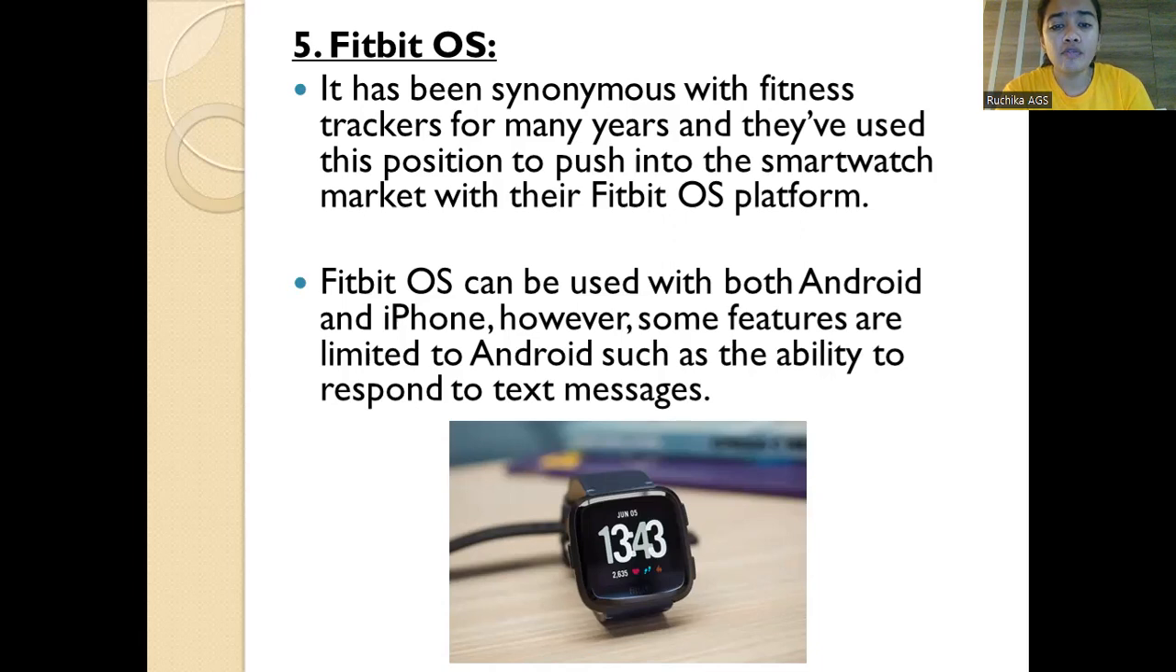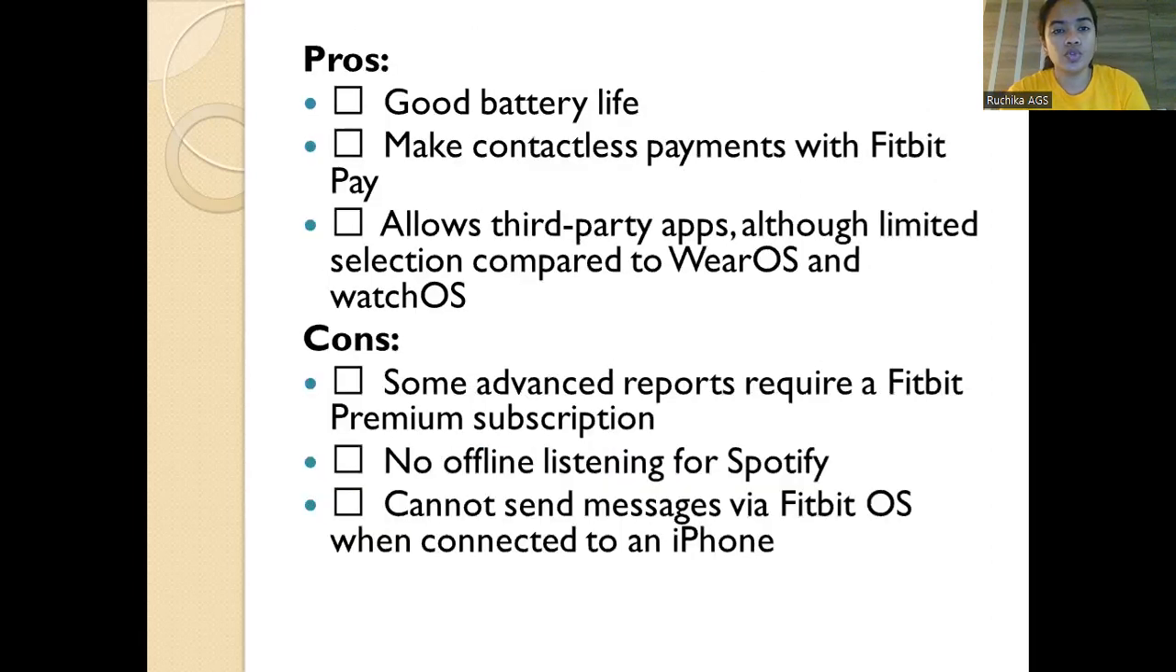You'll have more than enough voice assistants, as Fitbit OS is the only smartwatch platform to have both Alexa and Google Assistant built in. However, both assistants respond to you in text form rather than speaking back. Now let's look into some pros. It has good battery life, it makes contactless payments, it allows third party apps, although with limited selection. And the cons are some advanced reports require a Fitbit Premium subscription, there is no offline listening for Spotify, and you cannot send messages via Fitbit OS when connected to an iPhone.